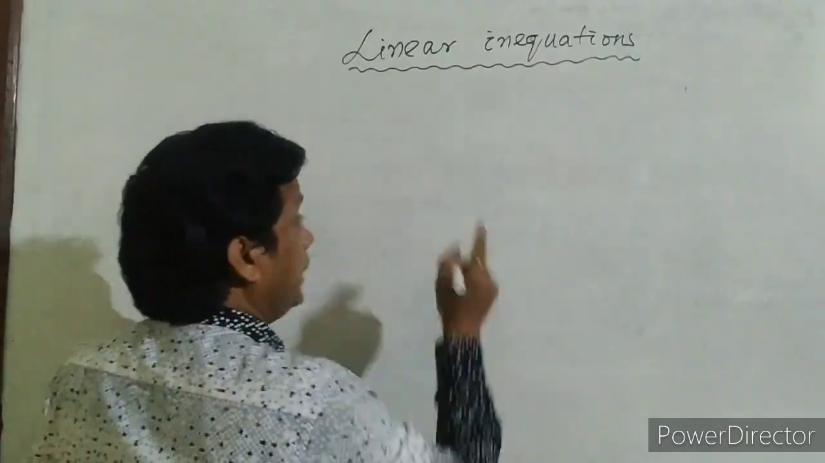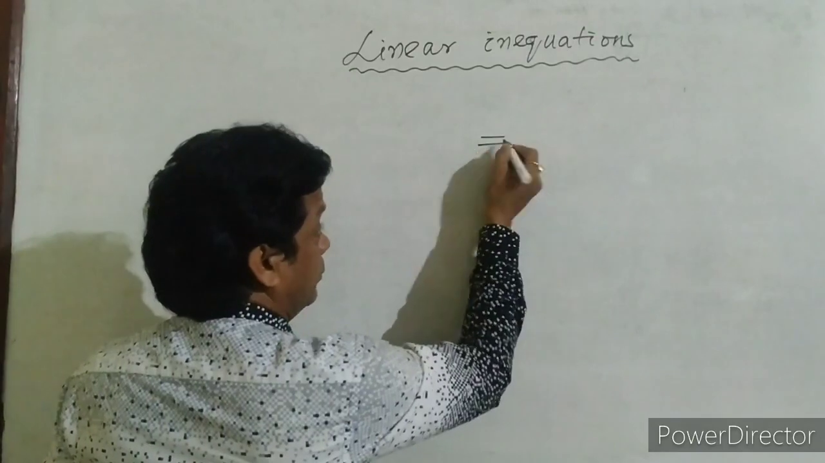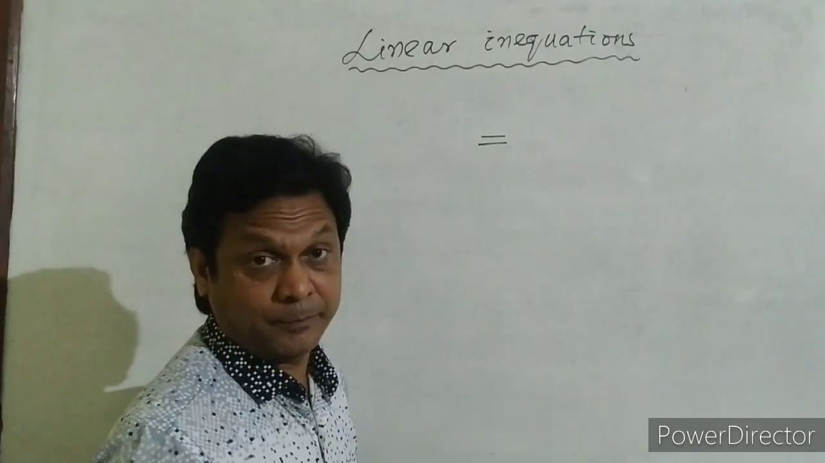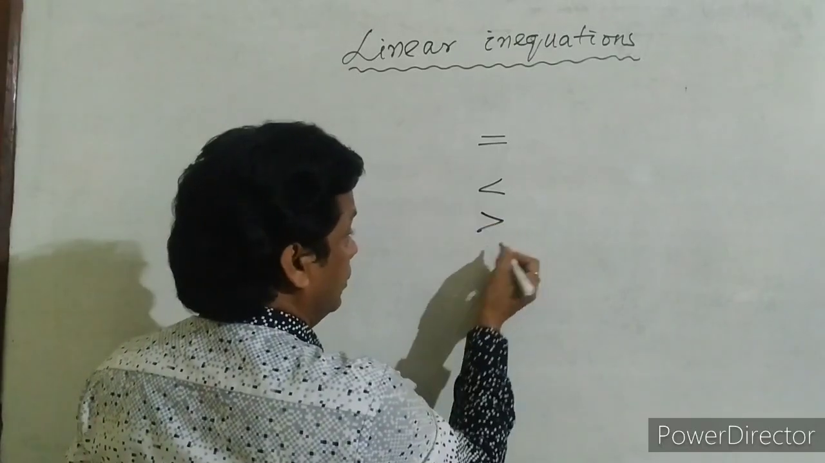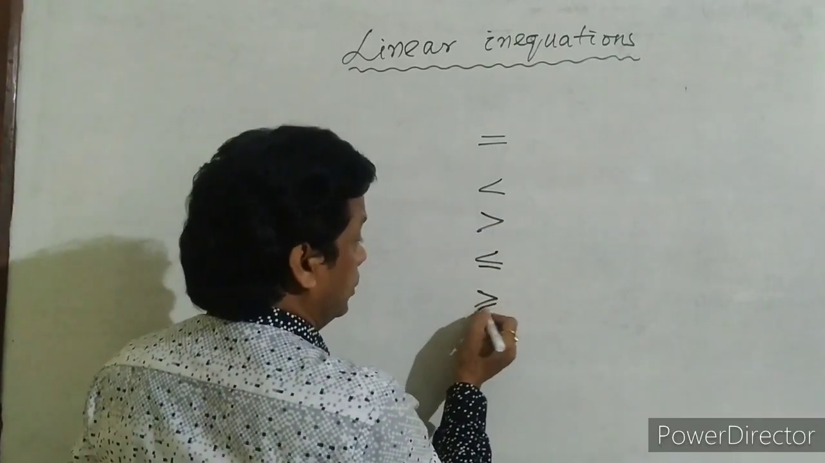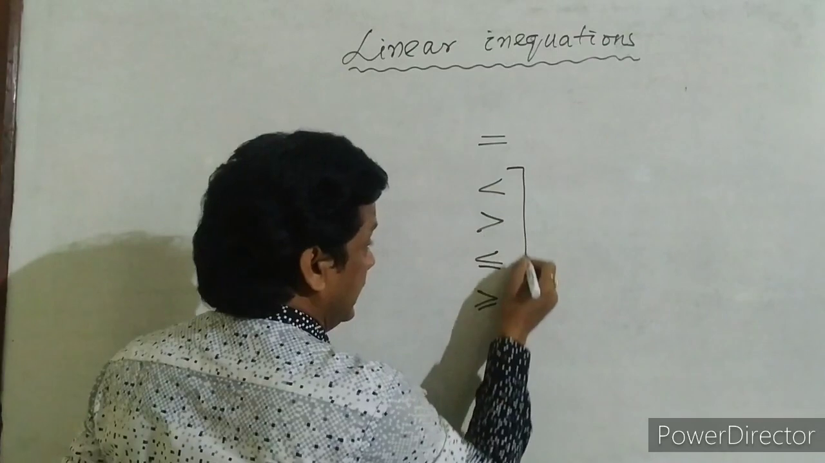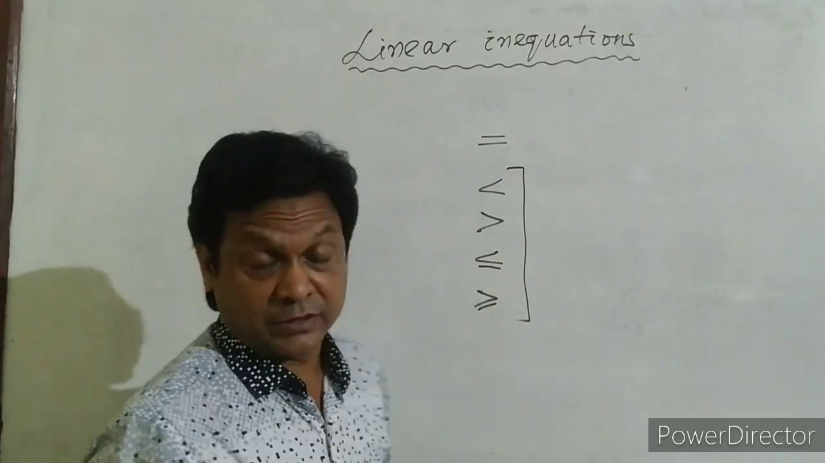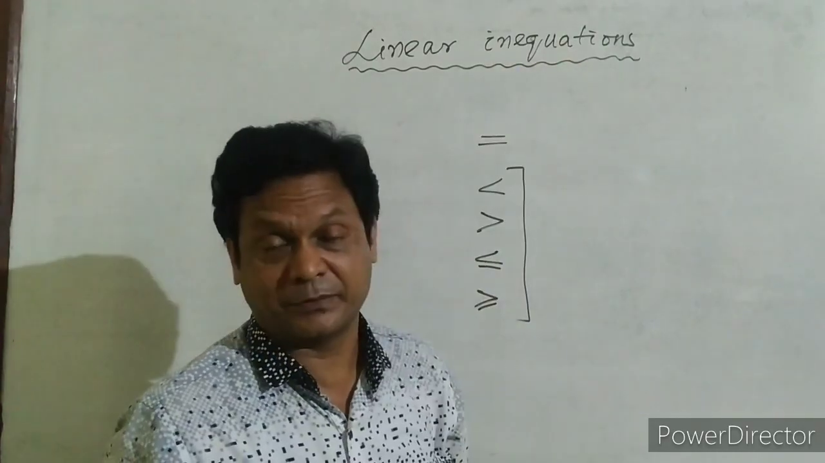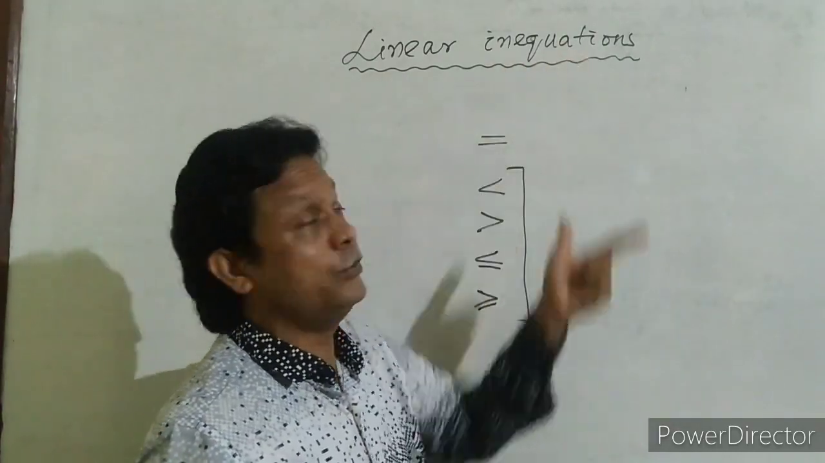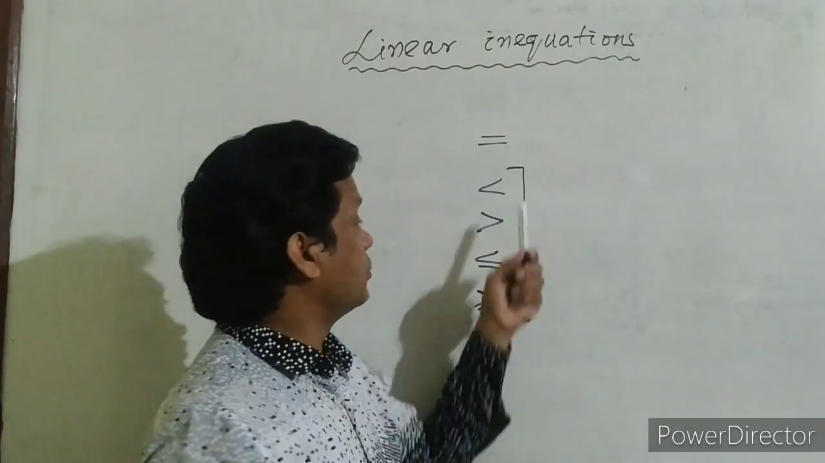If that property contains an equal to sign, then it is called an equation. And if that common property contains less than, greater than, less than or equal to, or greater than or equal to, then we can say it is not an equation. That means it is an inequality or inequation.